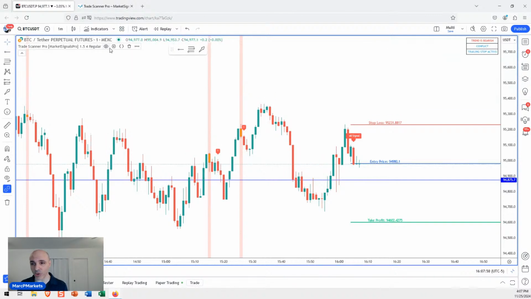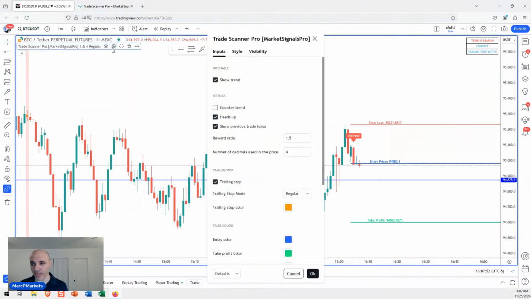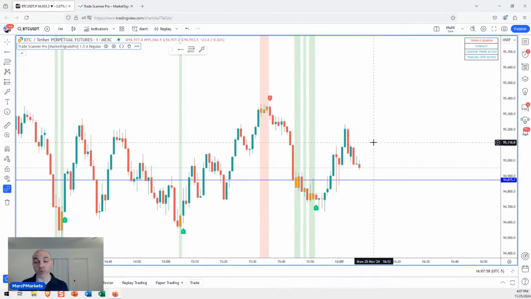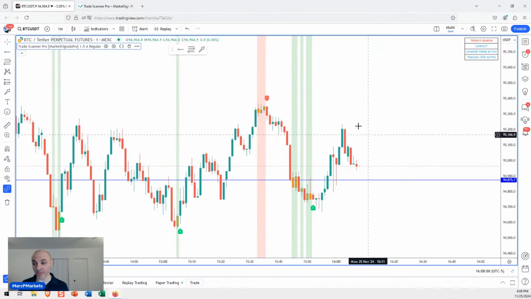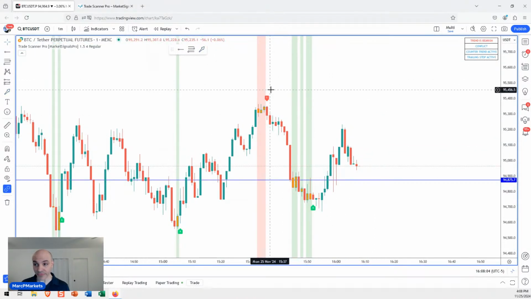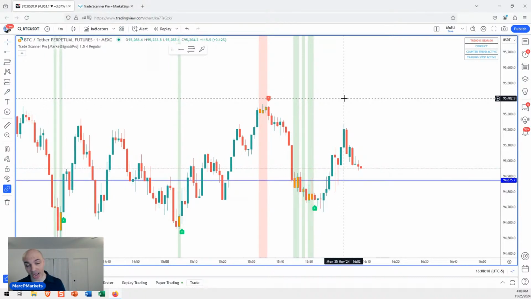Remember before I talked about counter trend mode? So you go back to your settings panel and you switch counter trend. Now the trade scanner is looking for longs. Notice these columns turned green, right? I'm looking for pullbacks on the long side. So it's either I change to counter trend mode.